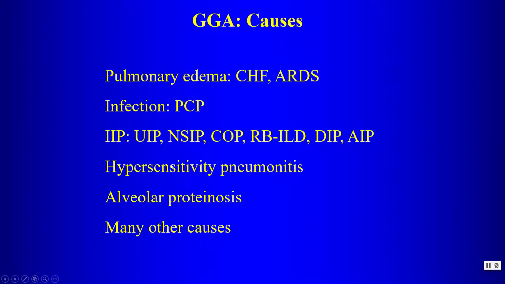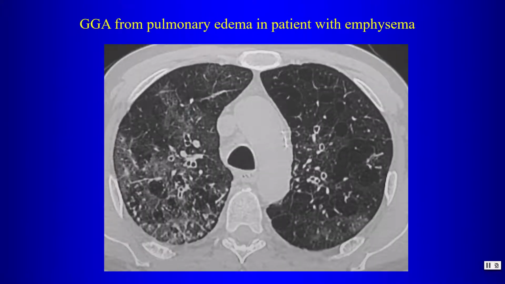So many causes of ground glass opacities: pulmonary edema, infection, idiopathic interstitial pneumonias that we've talked about before, hypersensitivity pneumonitis, alveolar proteinosis, many causes. So the list goes on forever. So ground glass in and of itself is not really a specific finding. This is ground glass here in a patient with pulmonary edema and emphysema.